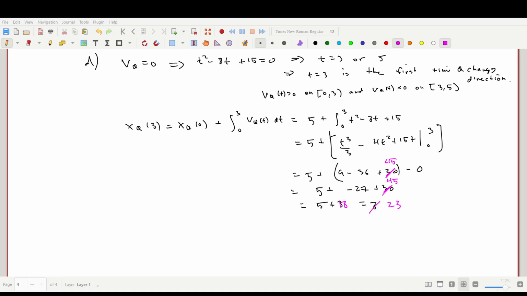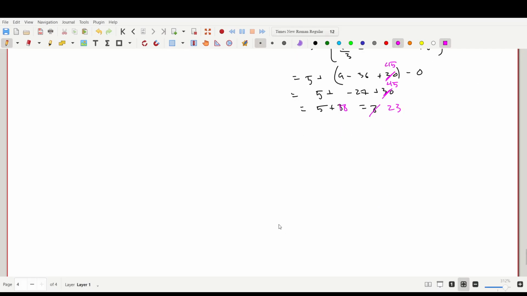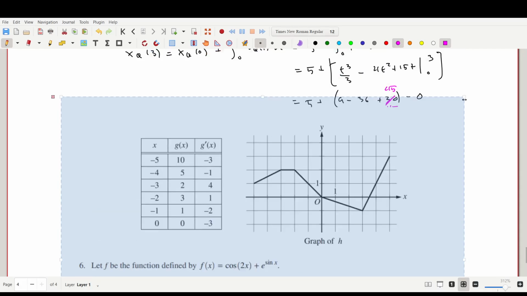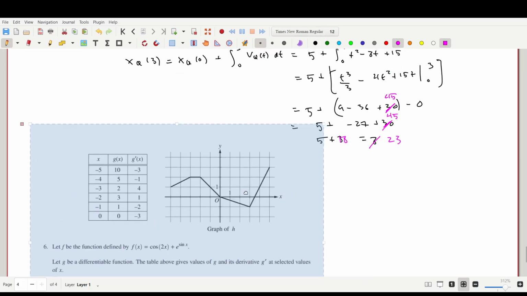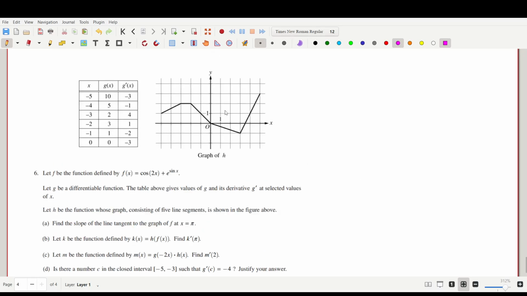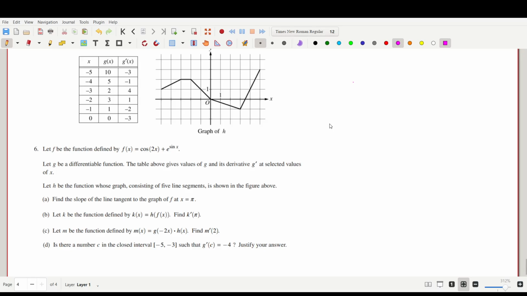I guess we can do part 6. Give myself some room like this. Okay. Let f be the function defined by f of x is cosine 2x plus e to the sine x. Let g be a function given by the table. And then let h be given by the graph. Oh, they're really being funny here. Okay, so 3 different functions, different ways of doing it.